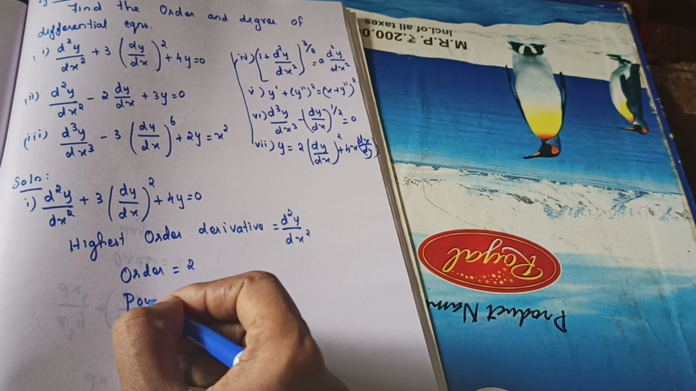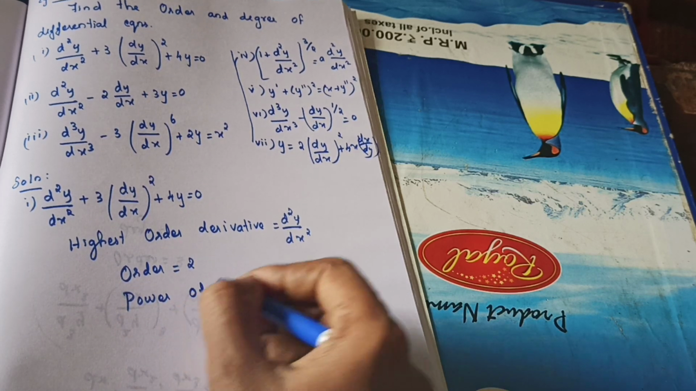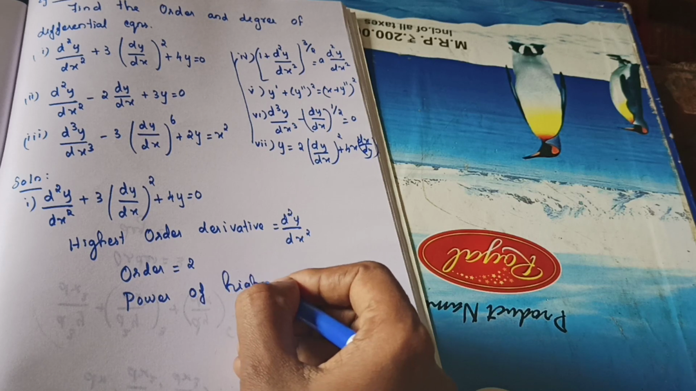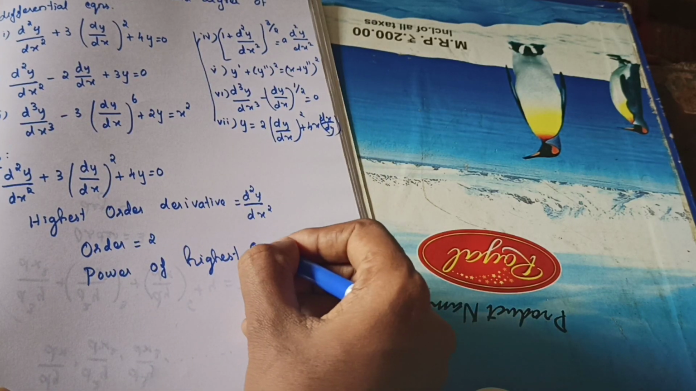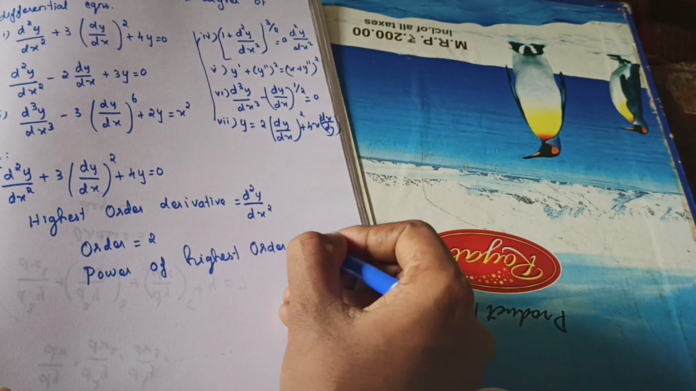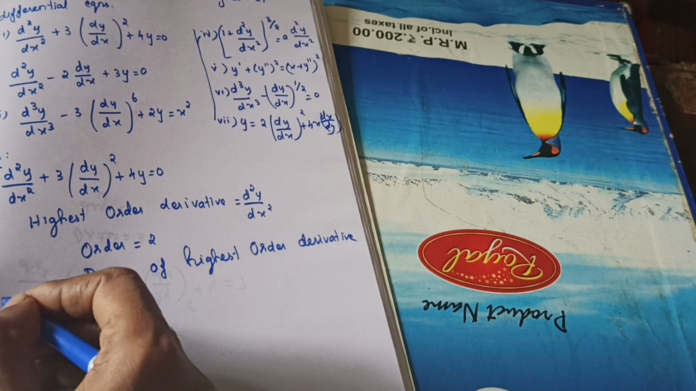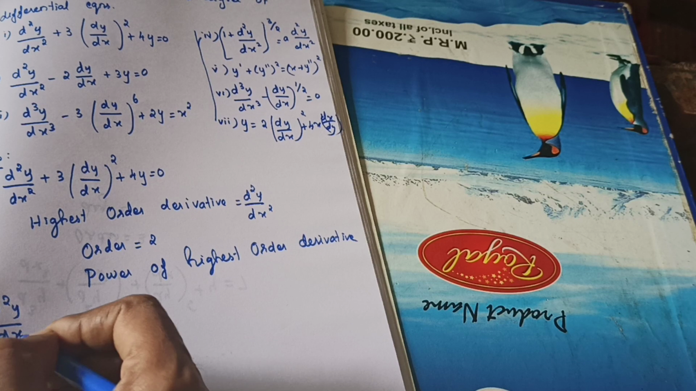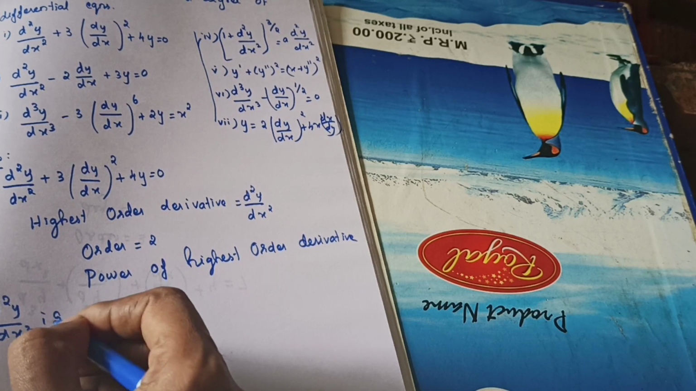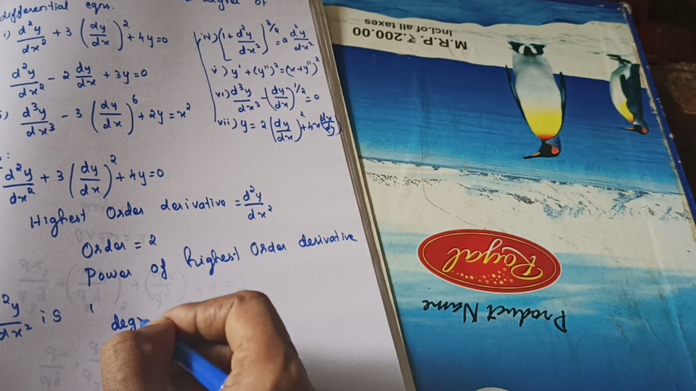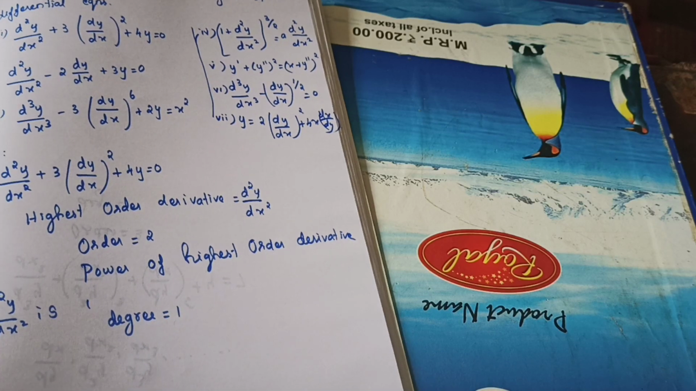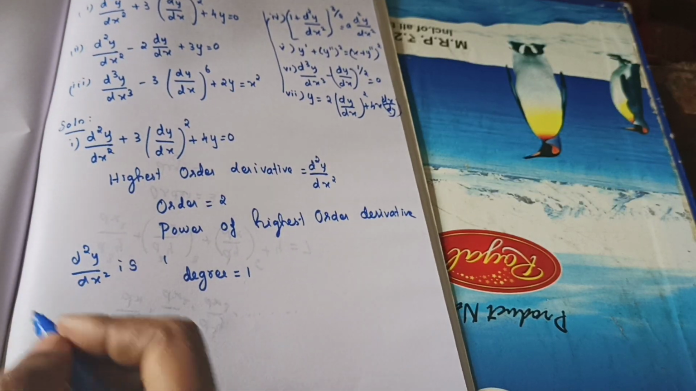Okay, so what's the power here? Power of the highest order derivative. What's the power of d square y by dx square? The power is 1. So what's the degree? Equal to 1. That's the answer. Understand? Okay, very easy.